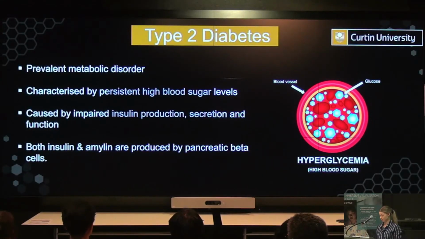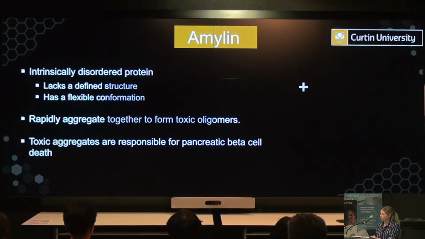Type 2 diabetes is a chronic disease that is affecting an increasingly large proportion of the world's population. It is characterized by persistent high blood sugar levels that are caused by impaired insulin production, secretion and function. Now, at the molecular level, the cells within the pancreas, called beta cells, are responsible for producing insulin and amylin, which both aid in regulating body blood sugar levels. The amylin protein is able to regulate these levels by slowing down the digestive system. Amylin is what we call an intrinsically disordered protein. This means it lacks a well-defined structure, resulting in it having a flexible conformation.